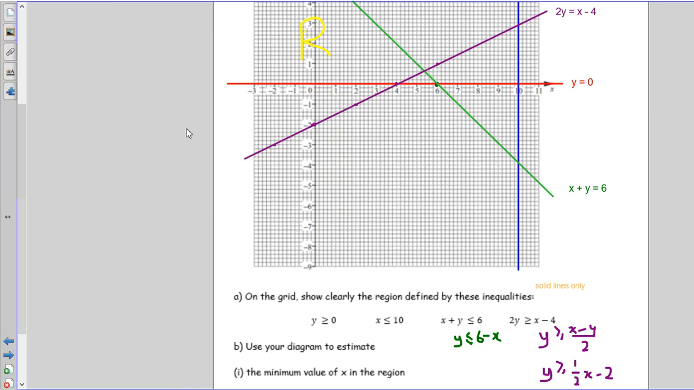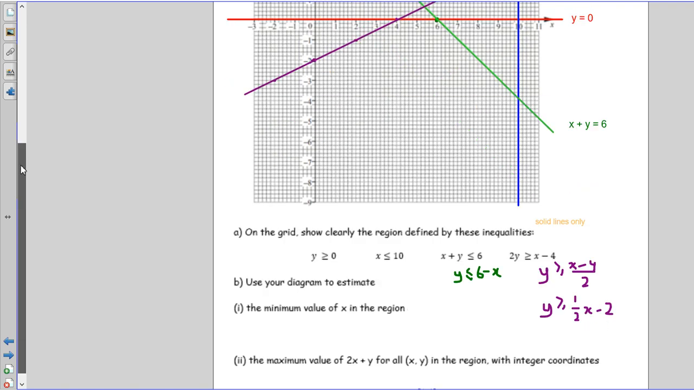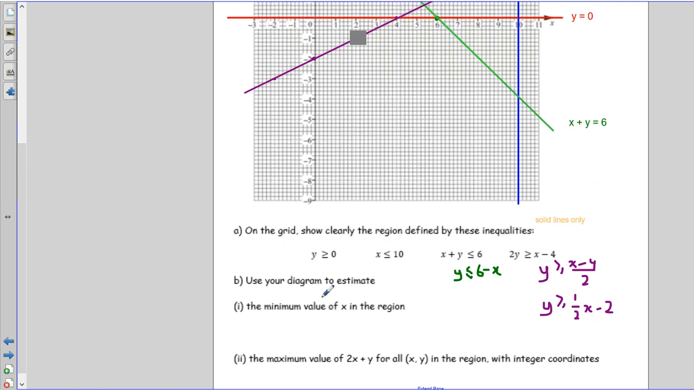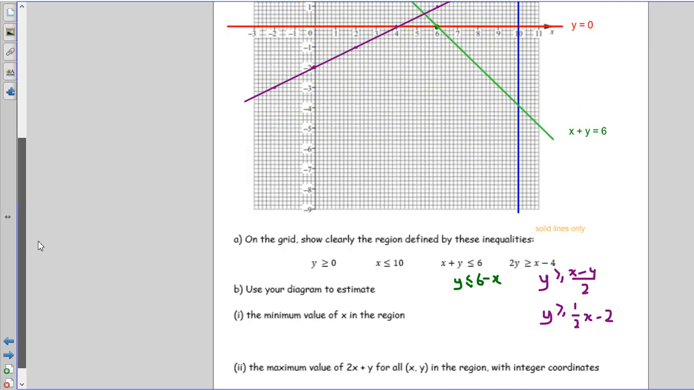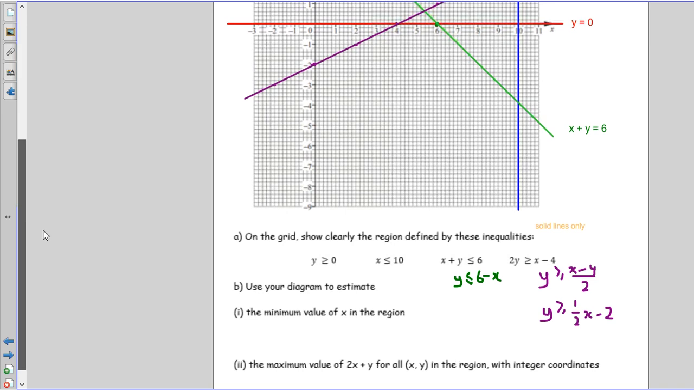What we have to use, again, it says use your diagram to estimate. Don't do it any other way, according to this question. I didn't say use your diagram, you could use alternative methods. So use your diagram to estimate. Have I labeled the region? Yeah, I have. Cool. The minimum value of x in the region.